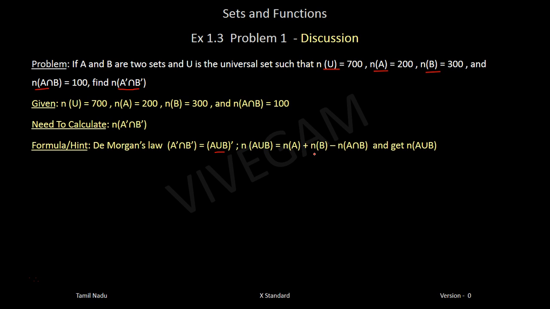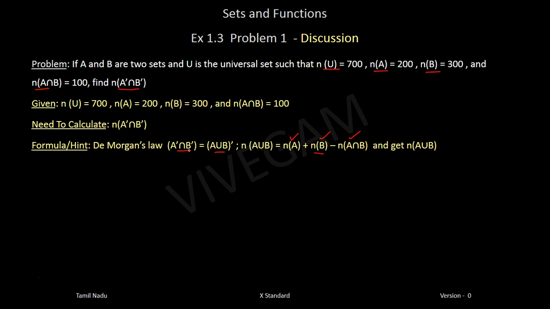We have a formula for that, the cardinality formula, which says n of A union B is n of A plus n of B minus n of A intersection B. If you look at this, n of A we know, it is given here. N of B is given. N of A intersection B is given. So if you substitute all these three, we will be able to get n of A union B. Once you get n of A union B, you should be able to get n of A union B whole complement, which, I've missed to list it out, is basically n of U minus n of A union B. That is n of A union B whole complement. Once you know A union B complement, that is what we need to calculate as per De Morgan's law.